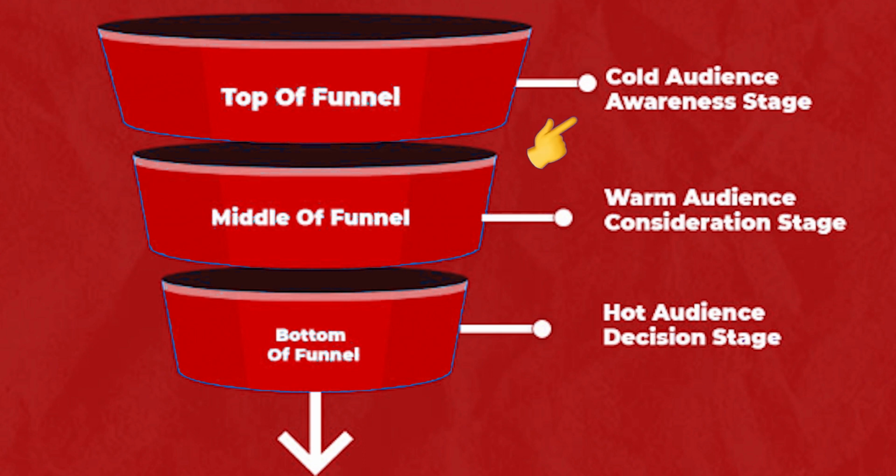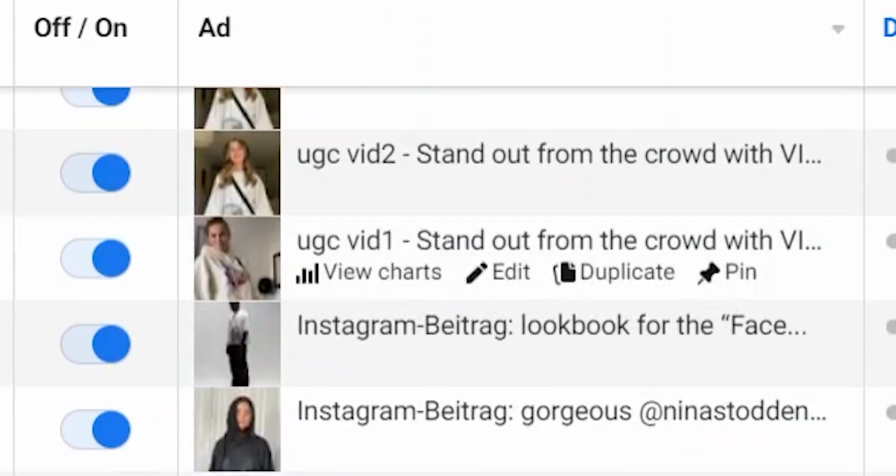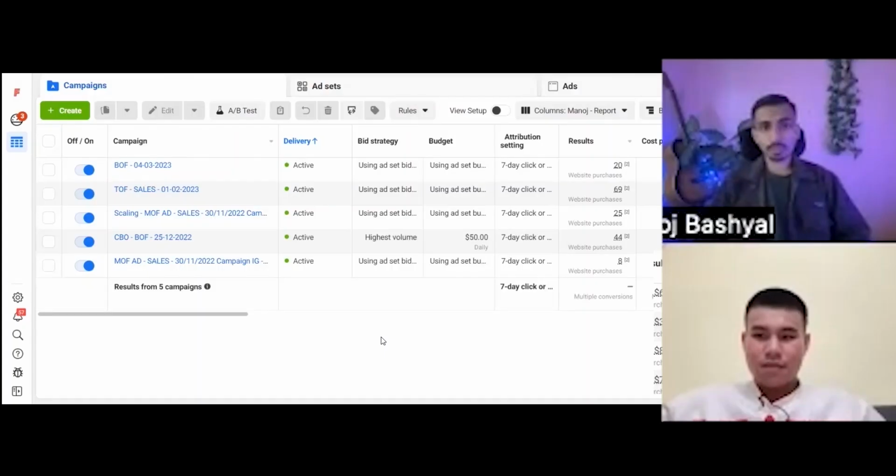For those of you who don't know, top of funnel audiences are the cold audience, who do not know about your brand, they don't even know if your brand exists or not. So we send different kinds of messages, different offers, with maybe different angles of the creatives as well for that kind of audience, so that it would relate to that audience. So we structure the campaigns differently.